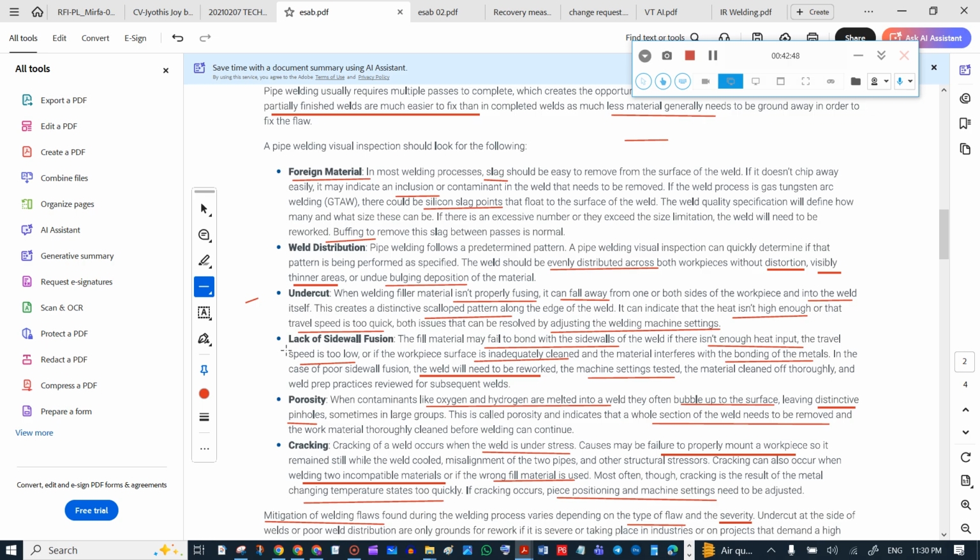So there is a lack of sidewall fusion. Filler material will fail to bond with the side walls if there is not enough heat input or the travel speed is too low.